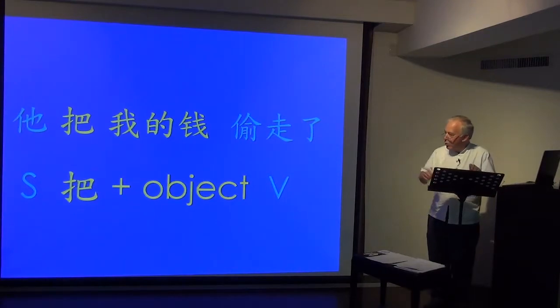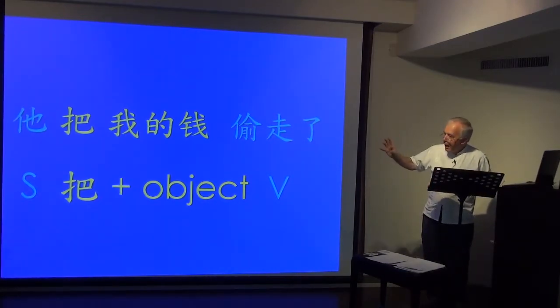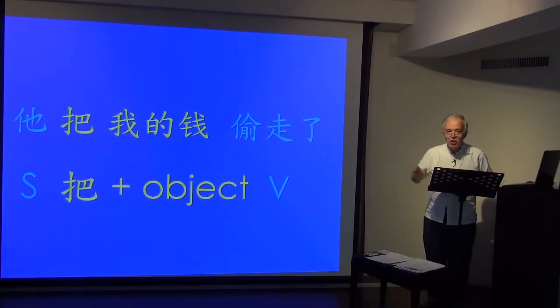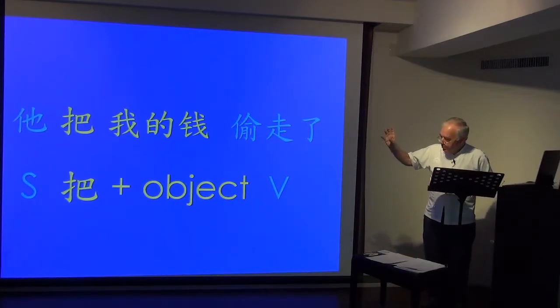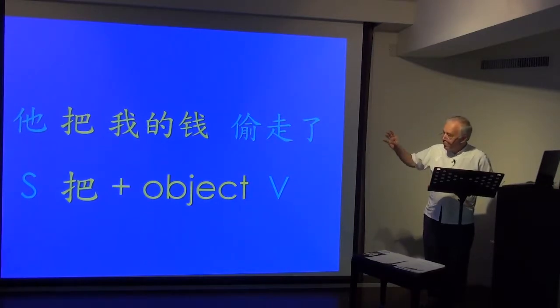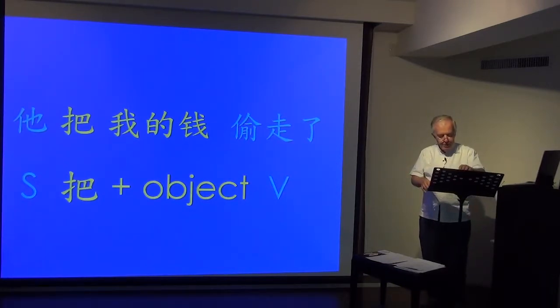他把我的钱偷走了. Firstly, we need to notice that although 把 is a preposition, and therefore comes in the normal preposition place in Chinese, the object of the preposition 把 is actually the object of the sentence, the object of the main verb. Also note that 把 is different from other prepositions in that it's not translated into English.